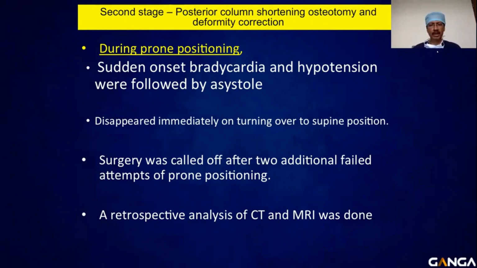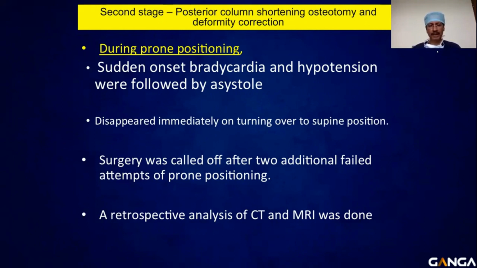And so the patient was immediately turned for resuscitation, but we found that the heart rate became normal and everything slowly returned to normal immediately on turning the patient to the supine position. After stabilizing the patient, 2 additional attempts were made at placing the patient prone, and every single time, within 2 minutes of placing the patient prone, the patient had slow bradycardia and asystole.